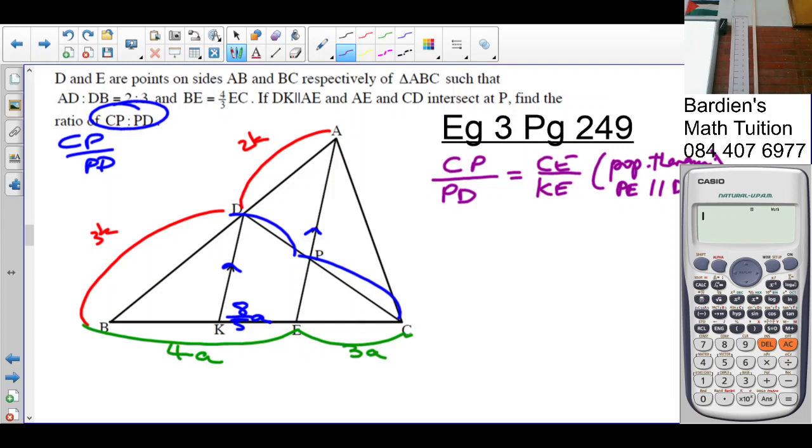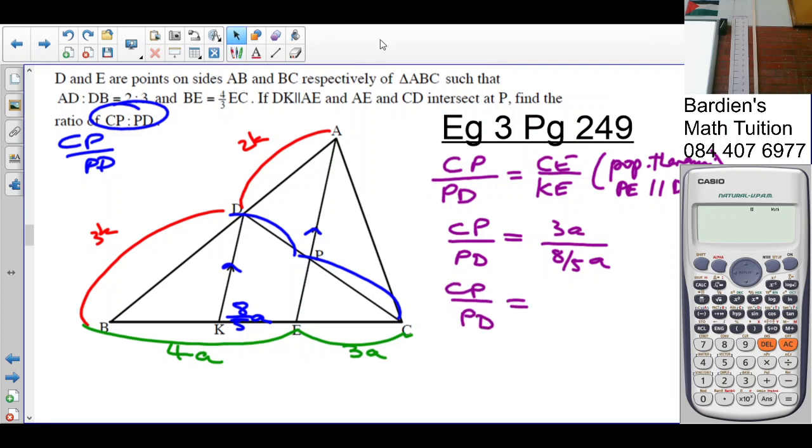Now CP and PD have no length on that, so that remains CP over PD. But EK is what? 8 over 5. What is KE or CE? 3A. So it's going to be 3A divided by 8 over 5A. So CP over PD should be 15 over 8. Okay, just put it in the calculators there. It's going to be 3 divided by 8 over 5. You get 15 over 8.